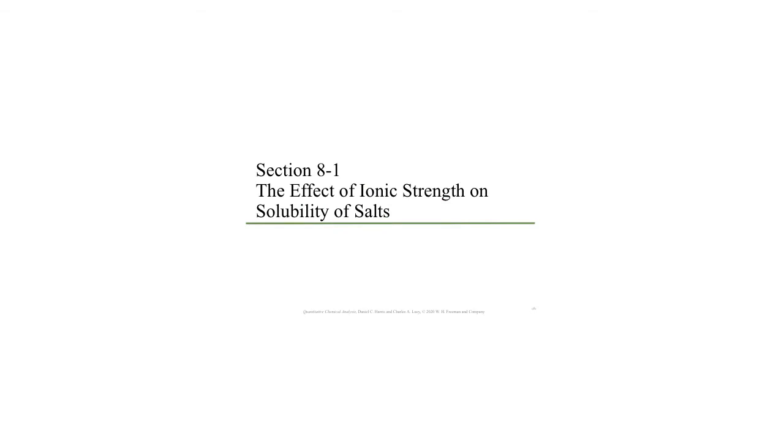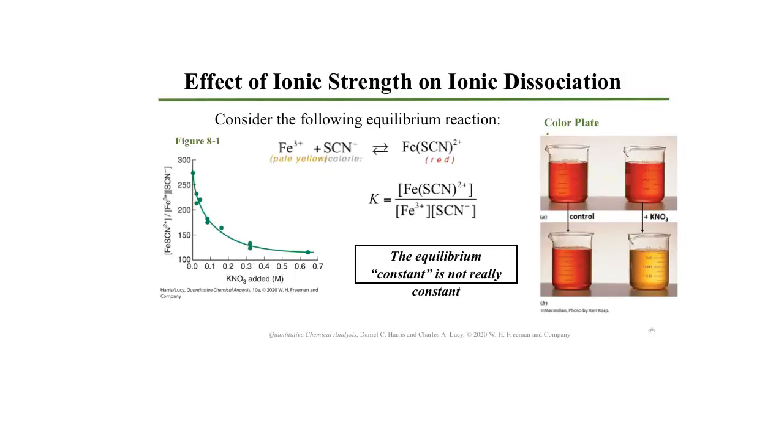So ionic strength has an effect on solubility, okay? It's not just that you have to have a common ion, and this actually takes that into account. So we're going to talk a little bit about that. Consider a system like FeSCN: the FeSCN 2+ on the right-hand side, the product, is red, and on the left side, the Fe3+ is pale yellow.